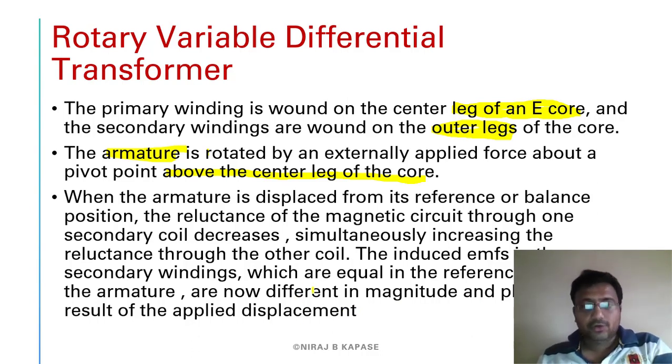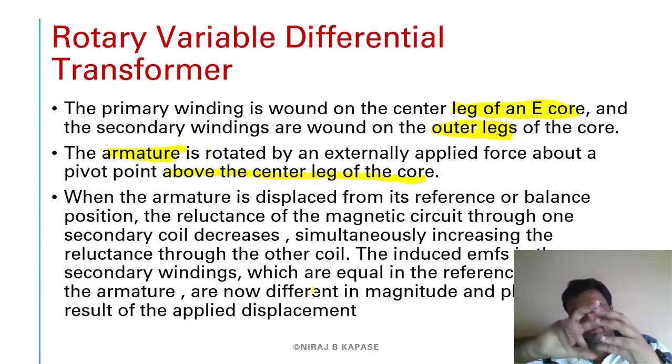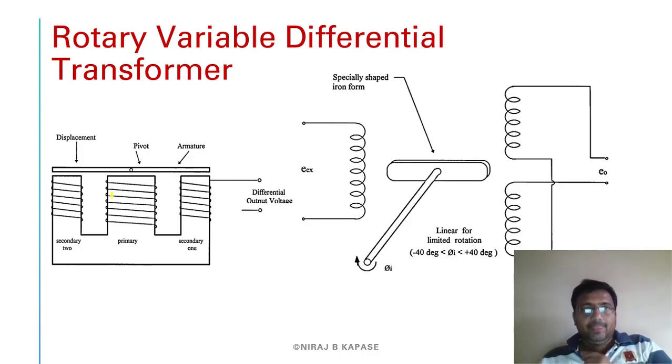So these things are going to change though. Two secondary windings are there. When we rotate the center leg of the E core, that is the primary winding, then the induced EMF will change, and due to that induced EMF we will measure the displacement. Like this, we have the diagram of the rotary variable differential transformer.